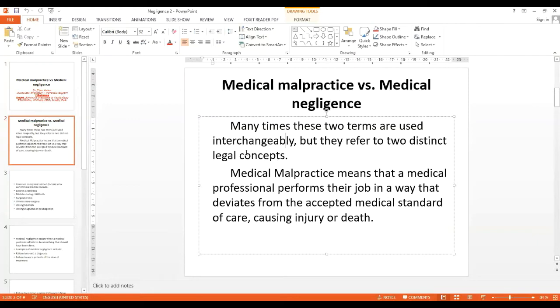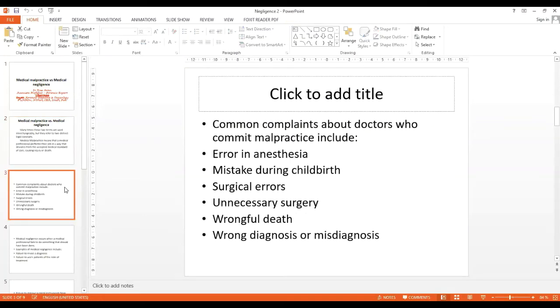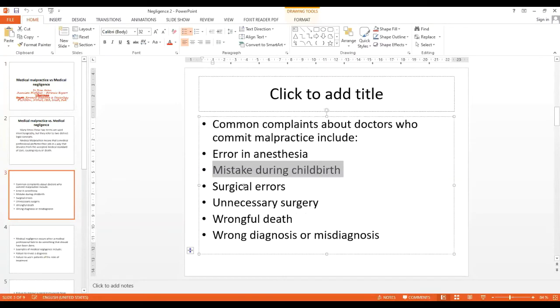Medical malpractice means that a medical professional performs their job in a way that deviates from the accepted medical standard of care, causing injury or death. Common complaints about doctors who commit malpractice include anesthesia errors, mistakes during childbirth, surgical errors, unnecessary surgery, wrongful death, wrong diagnosis or misdiagnosis.